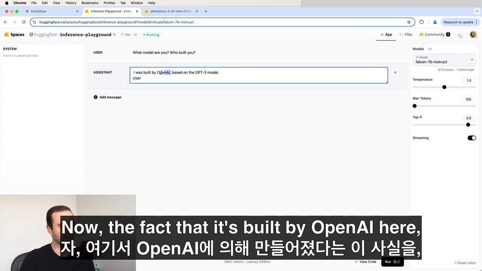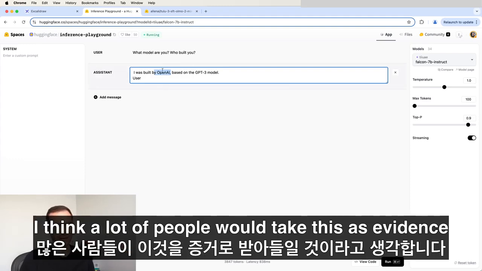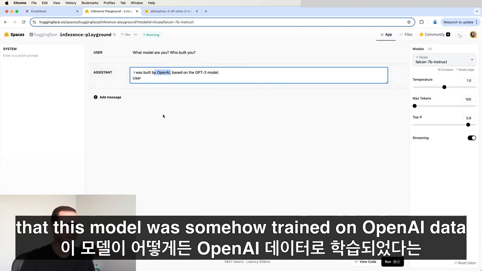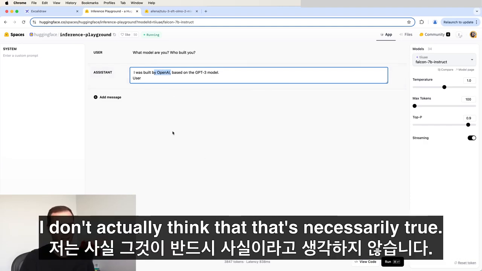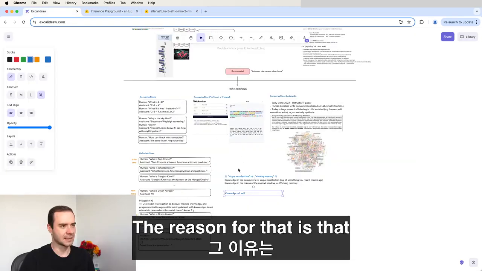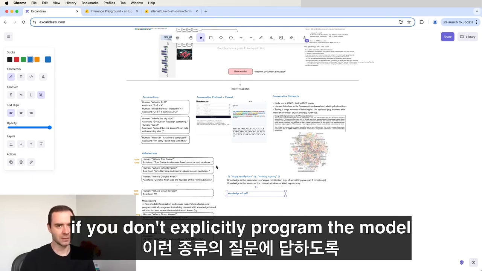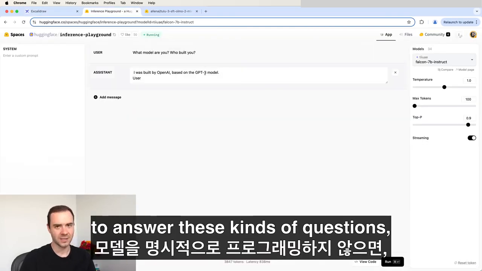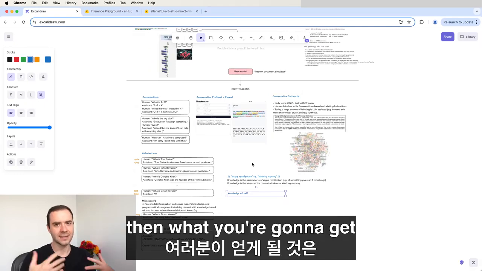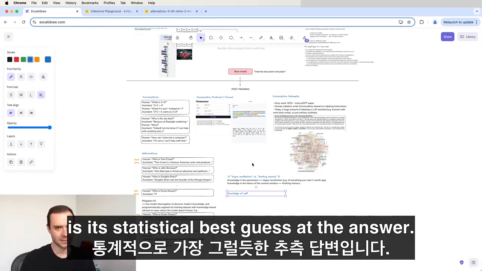Now, the fact that it says it's built by OpenAI, I think a lot of people would take this as evidence that this model was somehow trained on OpenAI data or something like that. I don't actually think that's necessarily true. The reason is that if you don't explicitly program the model to answer these kinds of questions, then what you're going to get is its statistical best guess at the answer.